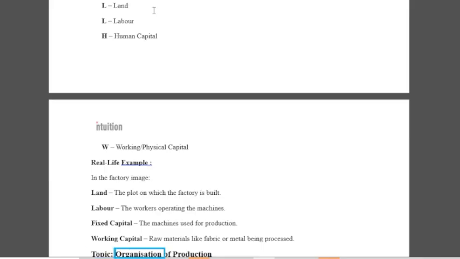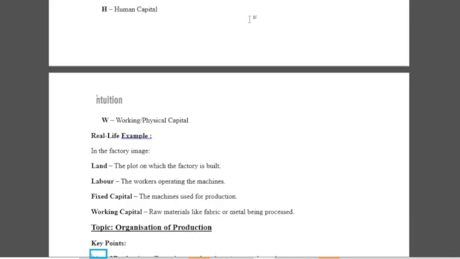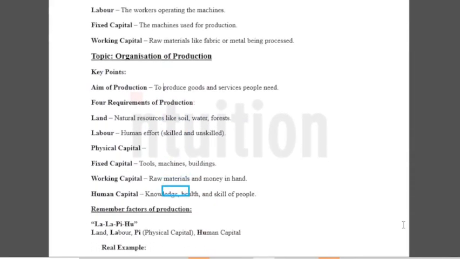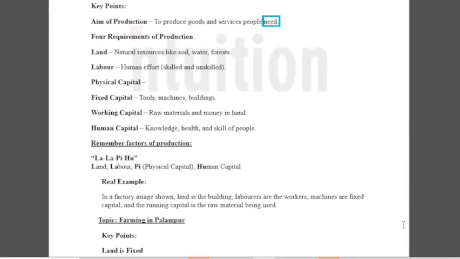Topic: Organization of production. Key points. The aim of production is to produce goods and services people need. Four requirements of production. Land: natural resources like soil, water, forests.